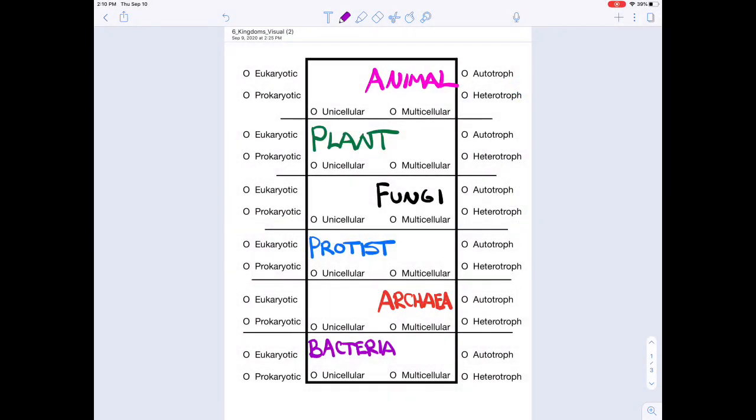So I've labeled my kingdoms from bottom to top: bacteria, archaea, protist, fungi, plant, and animal. I gave certain kingdoms certain colors. For example, the plant kingdom I think of as being green. The protist kingdom is also known as the water kingdom, so it's blue. Fungi, I think of breaking dead organisms down, so I made it black. And I also left some room for the pictures I'm going to insert. So after I insert my pictures, then you can go ahead and fill in your chart.